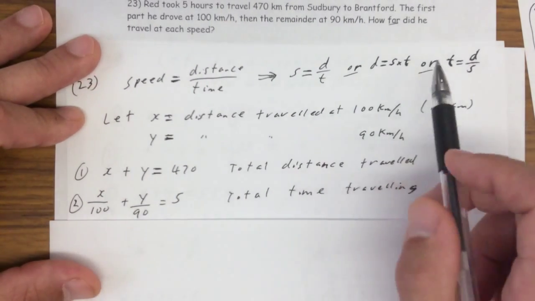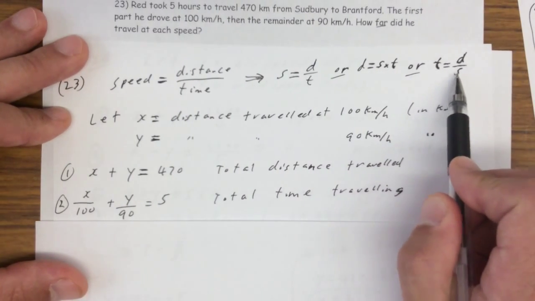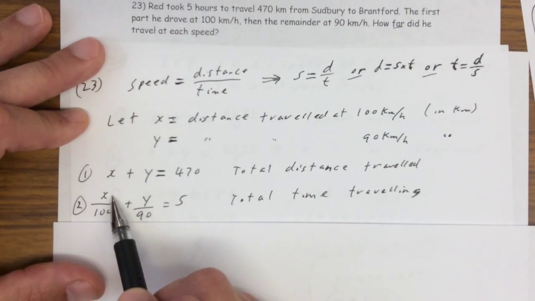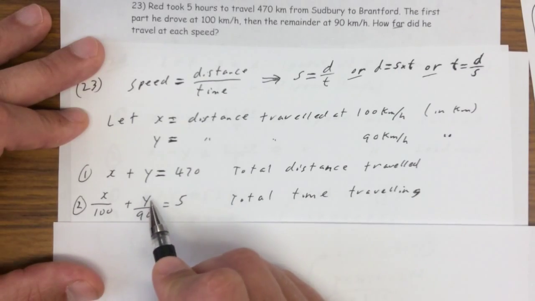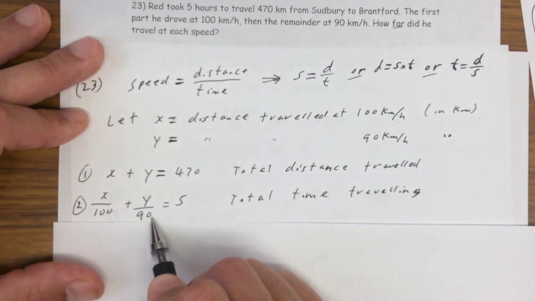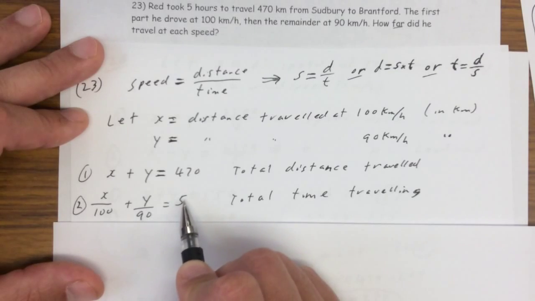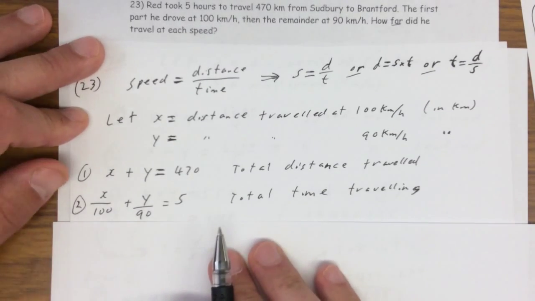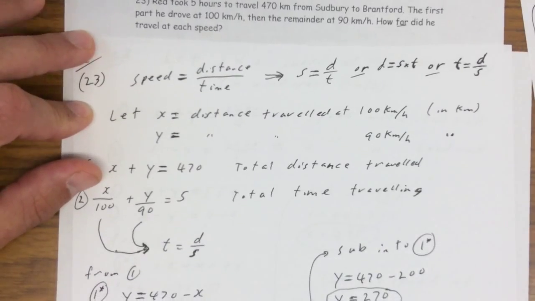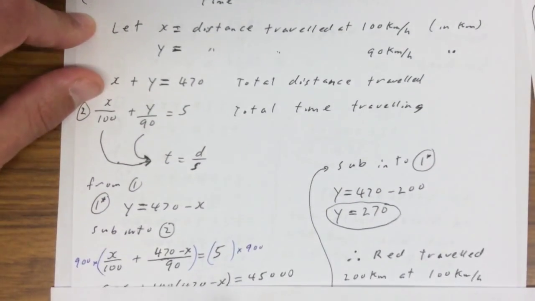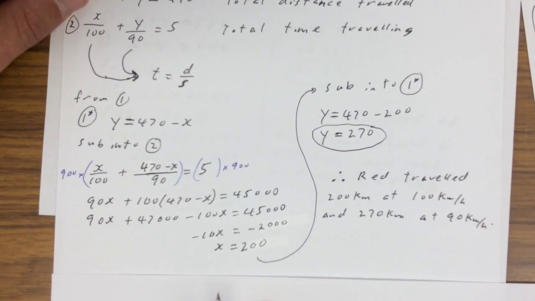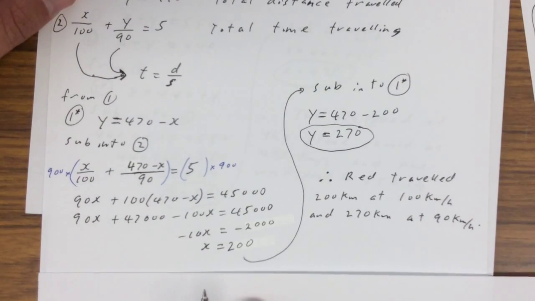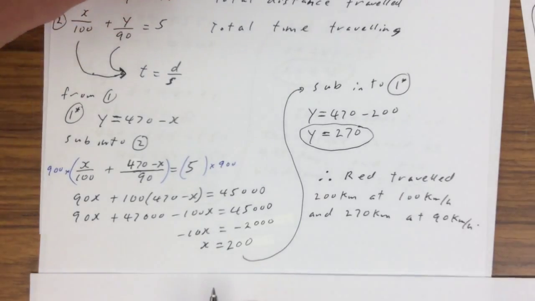So time equals distance over speed. So x is a distance over the speed of 100 kilometers an hour plus y distance over the speed of 90 kilometers an hour, equals 5, because that's the total time. Now you have these two equations, okay, and I'm going to flash here the solution to it, and you can work through that. Okay, there we go for that one.